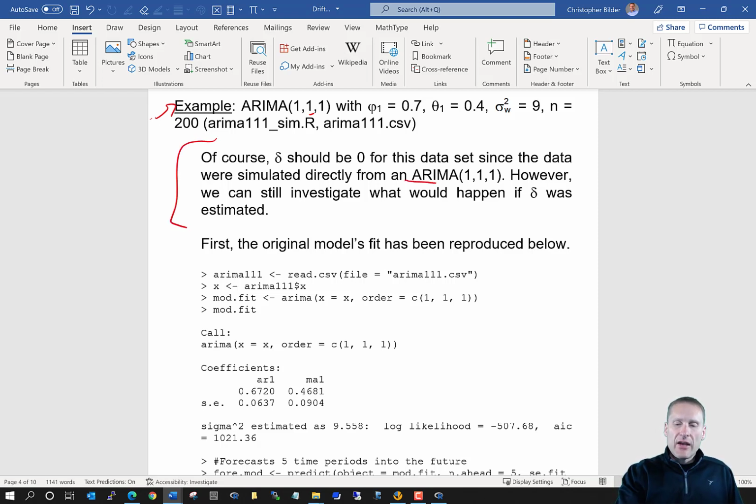Now this data was actually simulated from an ARIMA(1,1,1) without a drift term. So in actuality, in this particular case, the true value of delta should be equal to 0. Let's see what happens. Let's see if we actually come up with that when we estimate it.